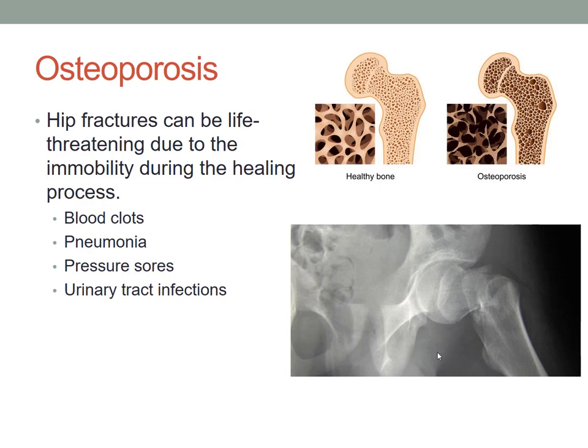So some of the things that you see with hip fractures during the immobility of the rehab are blood clots. These can be in the legs, but can also be in the lungs as a pulmonary embolus. Due to the immobility and the lessening of the respiratory function, they are susceptible to pneumonia. Because of the immobility, laying in one place all the time, they are also susceptible to pressure sores.